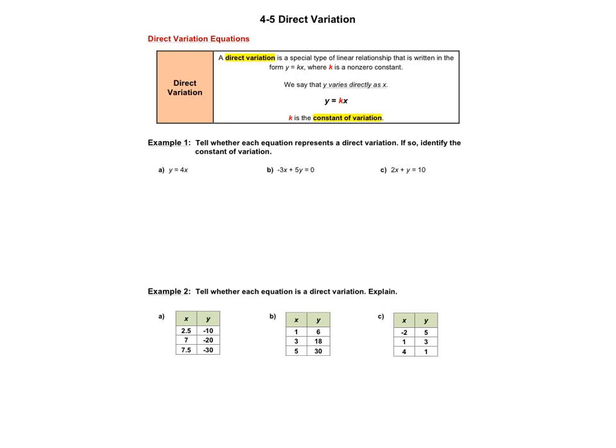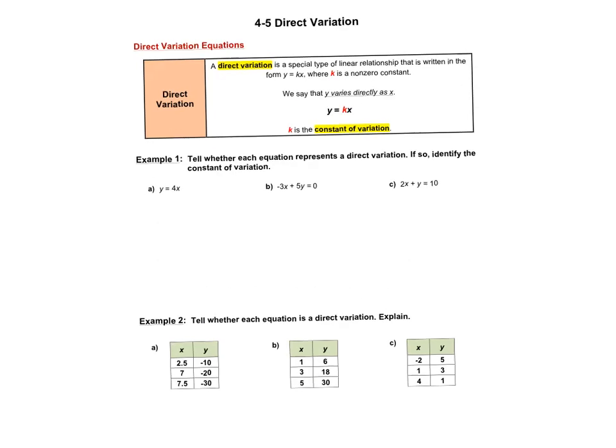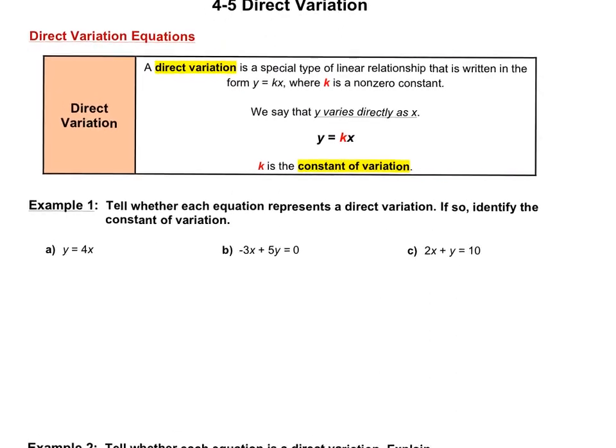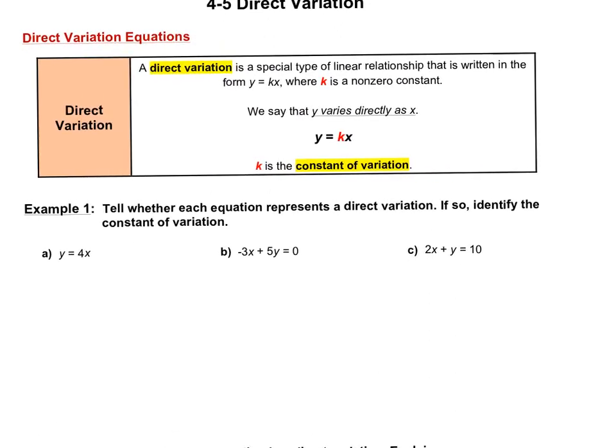This is 4-5, direct variation. A direct variation is a special type of linear relationship that is written in the form y equals kx. We see that y varies directly as x, with k being the constant of variation.